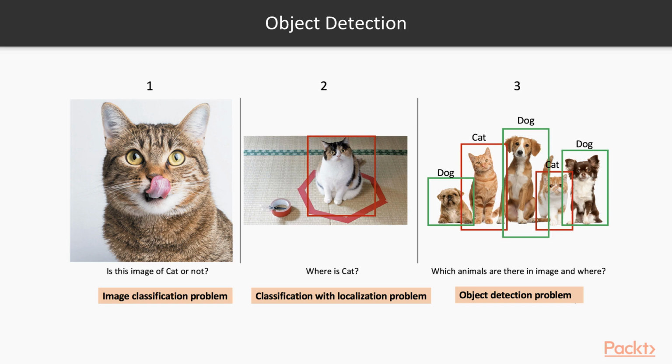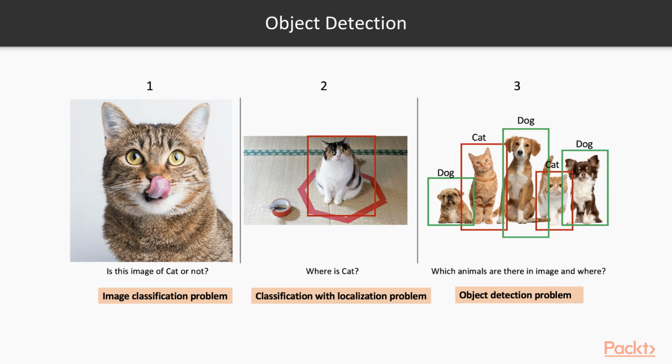Let's say we not only want to know whether there is a cat in the image, but we also want to know where exactly the cat is. That's an object localization problem. Object localization algorithms not only label the class of an object, but also draw a bounding box around the position of that object. So that's localization.